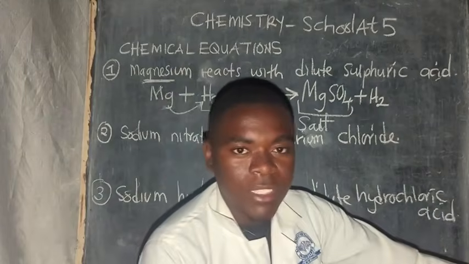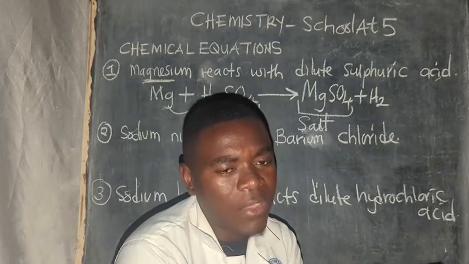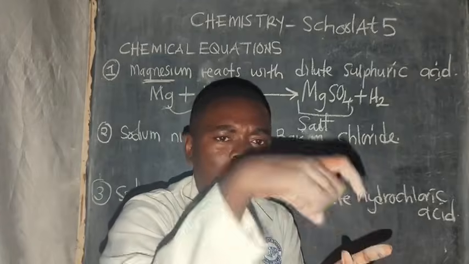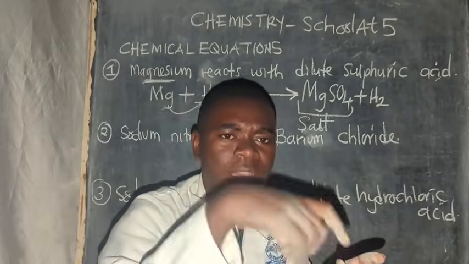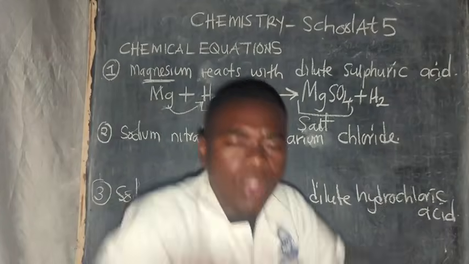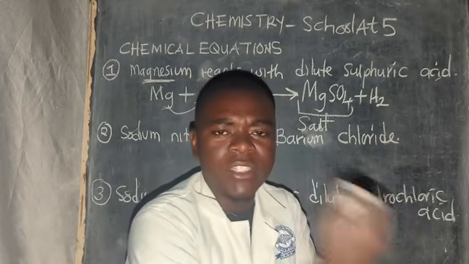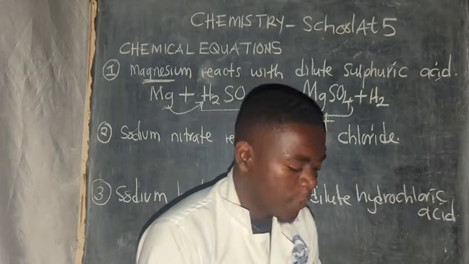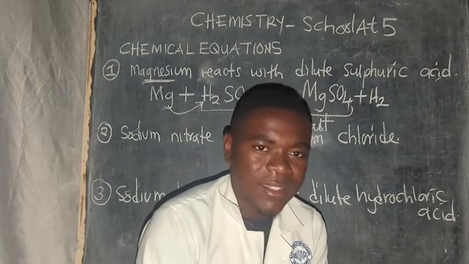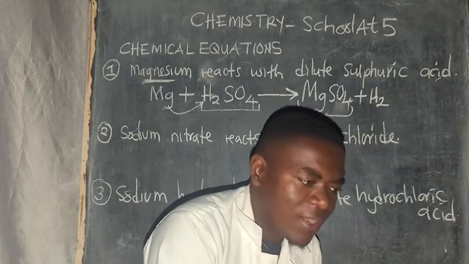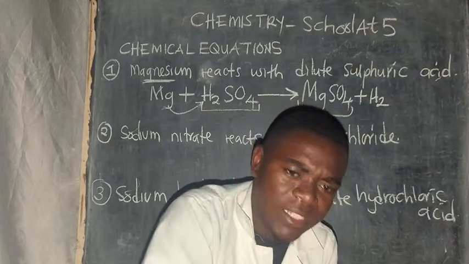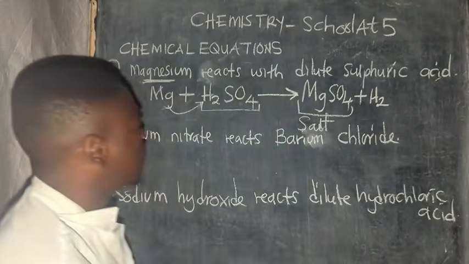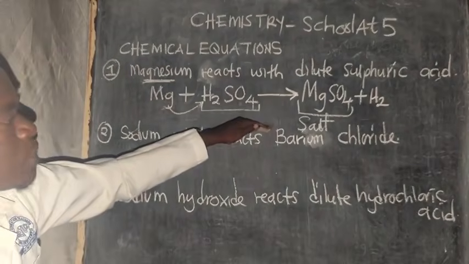So a metal or ammonium replaces the hydrogen ion of an acid. By definition, you know that an acid is a compound that, when dissolved in water, produces hydrogen ions as the only positively charged particles. So if you dissolve an acid in water, you discover that you are going to produce hydrogen as the only positively charged particle. This is what I'm talking about.